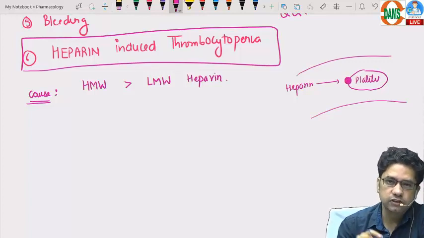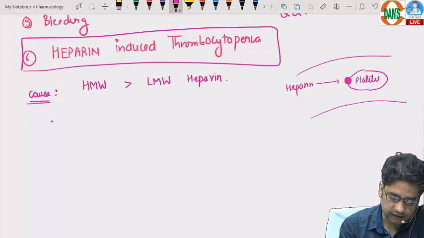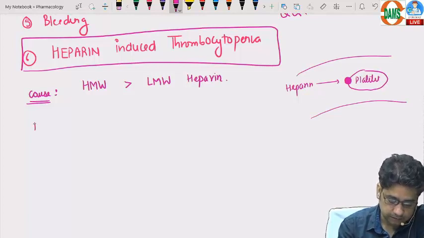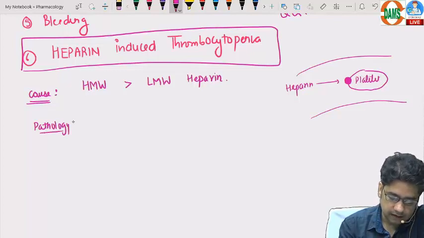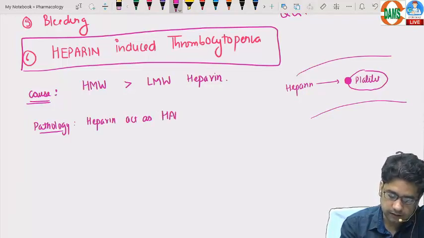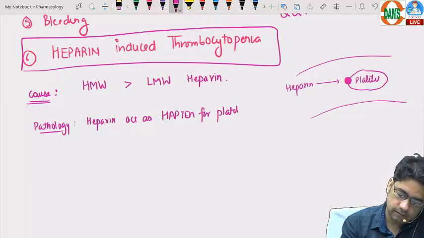Any molecule which attaches to a cell, we will write the reason, what is the pathology. You'll write heparin acts as a hapten for platelet. Now what does it mean?